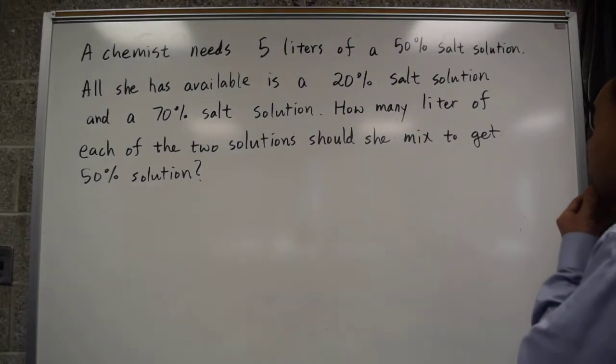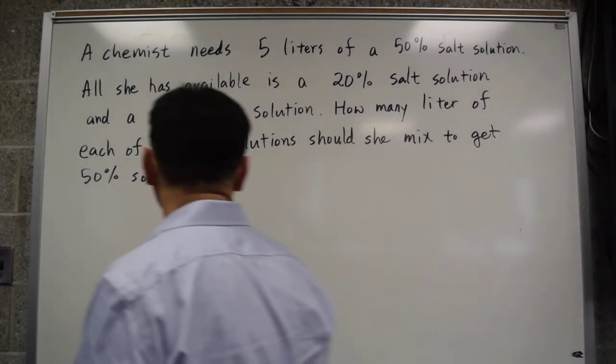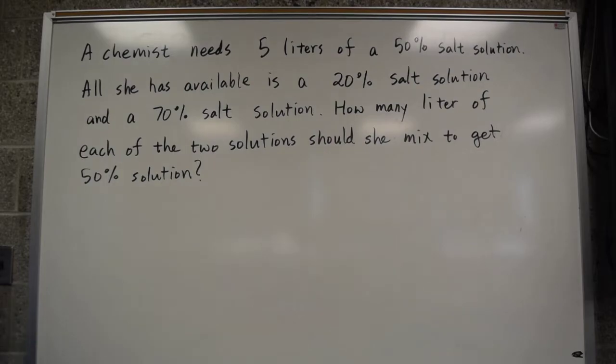A chemist needs 5 liters of 50% salt solution. All she has available is a 20% salt solution and a 70% salt solution. How many liters of each of the two solutions should she mix to get a 50% solution?